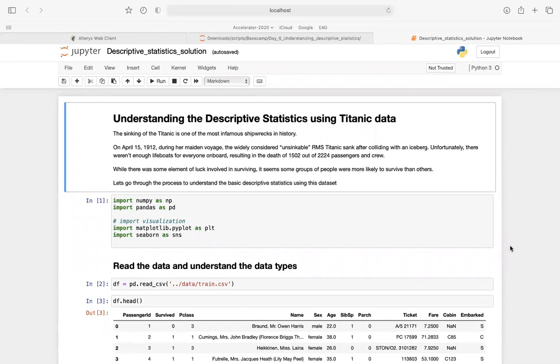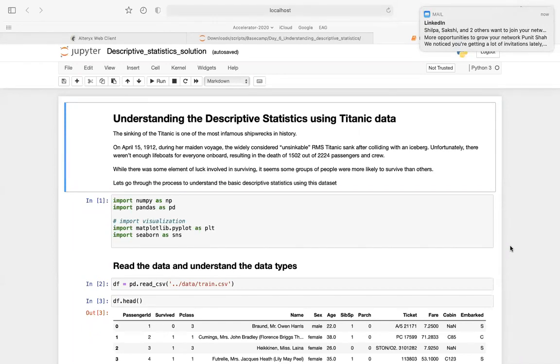Awesome. Let's talk about it then. Understanding the descriptive statistics using Titanic data. I'm sure everyone knows what the Titanic is and what happened with it. The Titanic data set is one of the most widely used data sets in the machine learning industry. It is freely available.